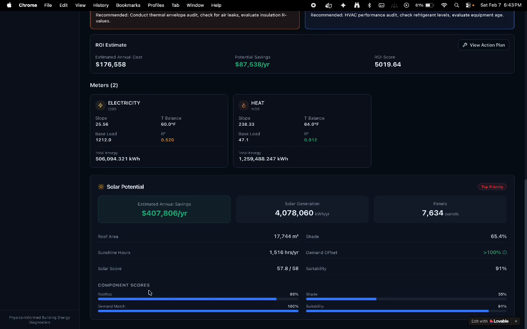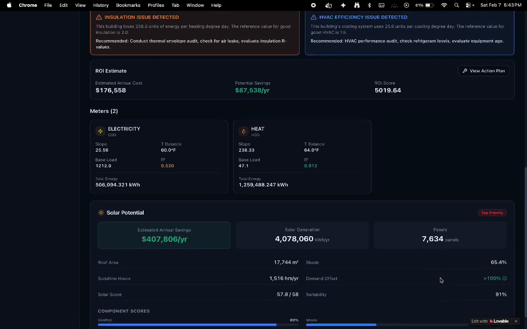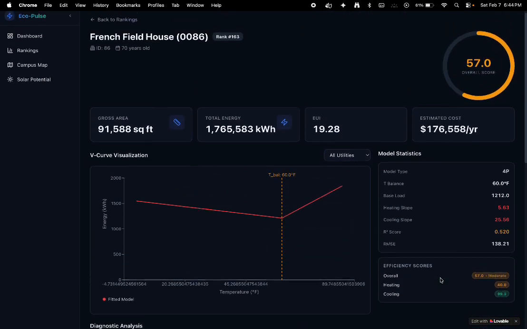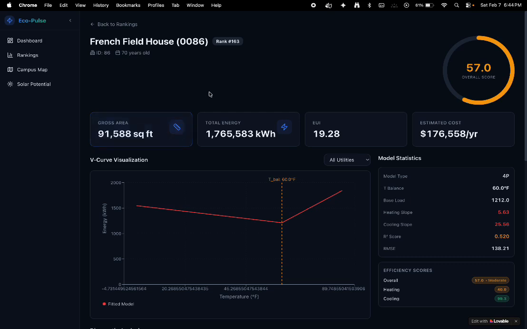And as we can see here, we made our own solar potential metric using rooftop, shade, demand match, and suitability. That will come together and calculate a score for us here, and then that will pretty much show us the potential of this building, French Fieldhouse, which is one of our highest potential yielding solar potential candidates.